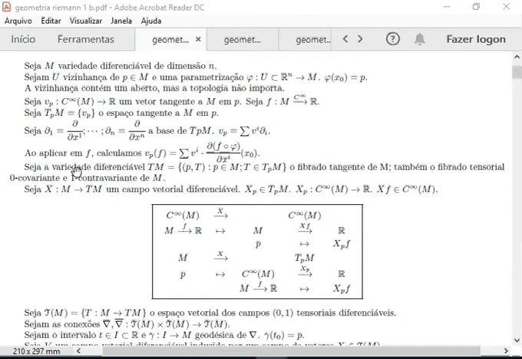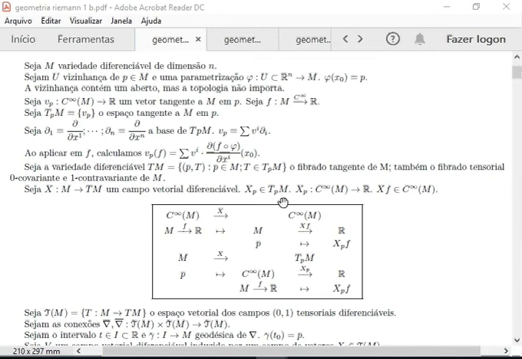Let the differentiable manifold TM be the set of pairs (P, T), where P belongs to M and T is in TpM. TM is the tangent bundle of M. It's also the tensorial bundle of type 0 covariant and 1 contravariant of M. Let X, a function from M to TM, be a differentiable vectorial field.